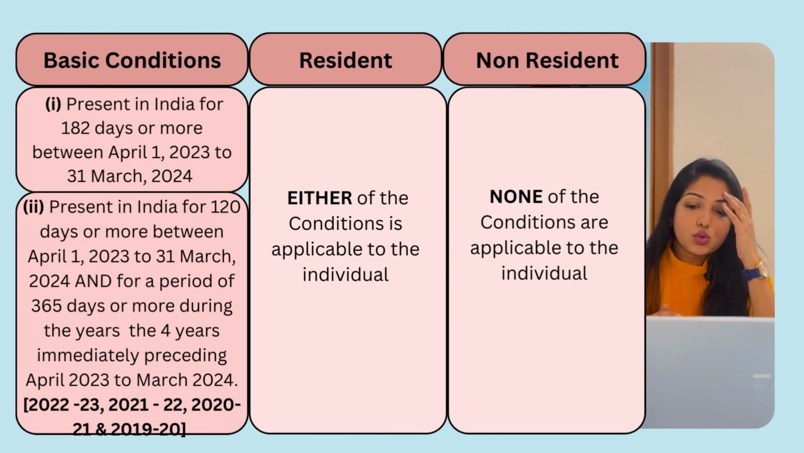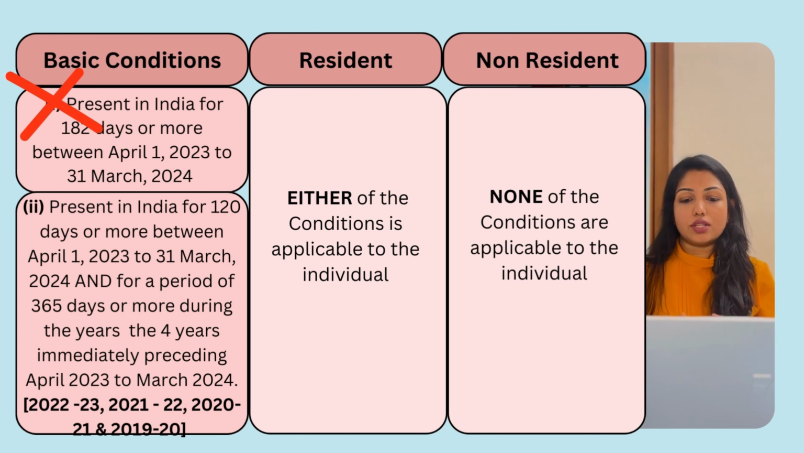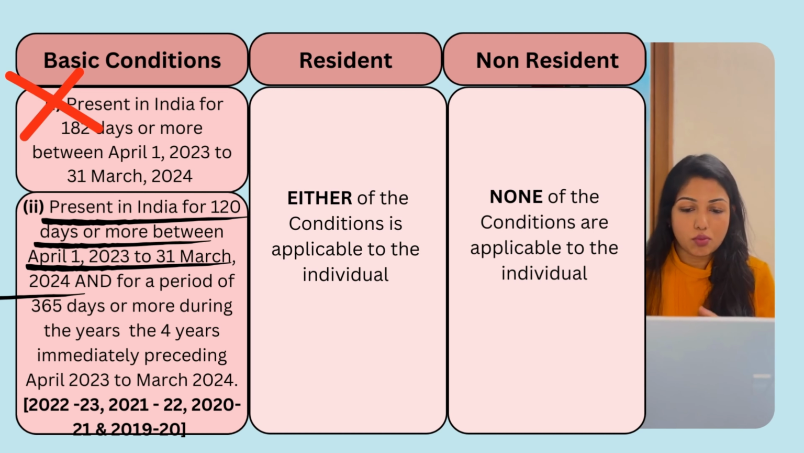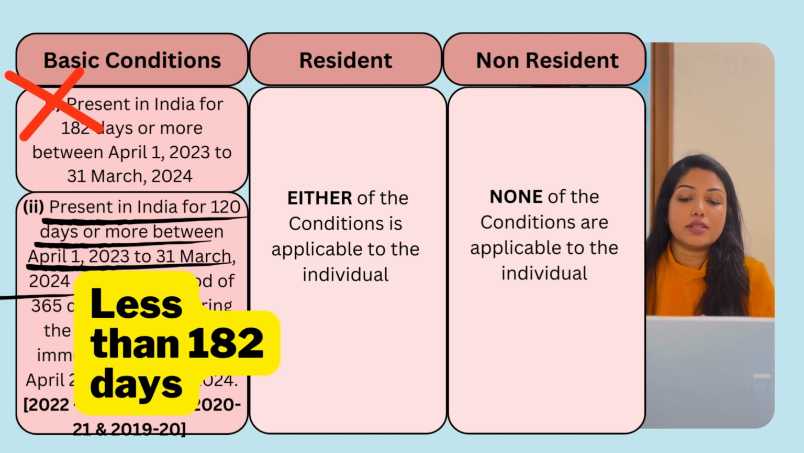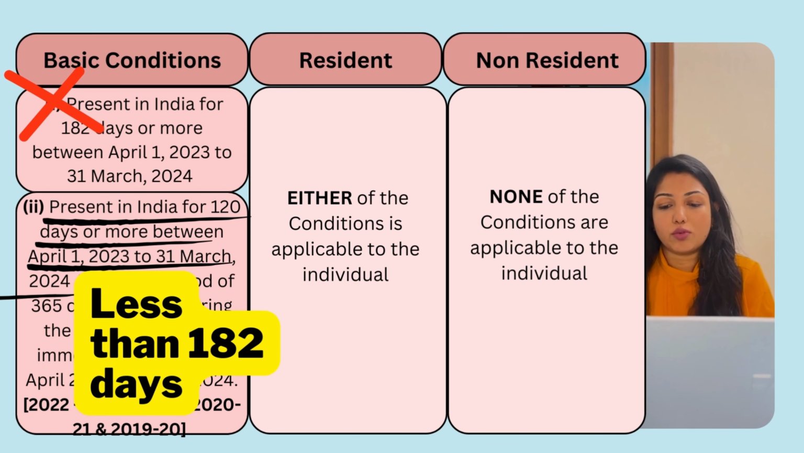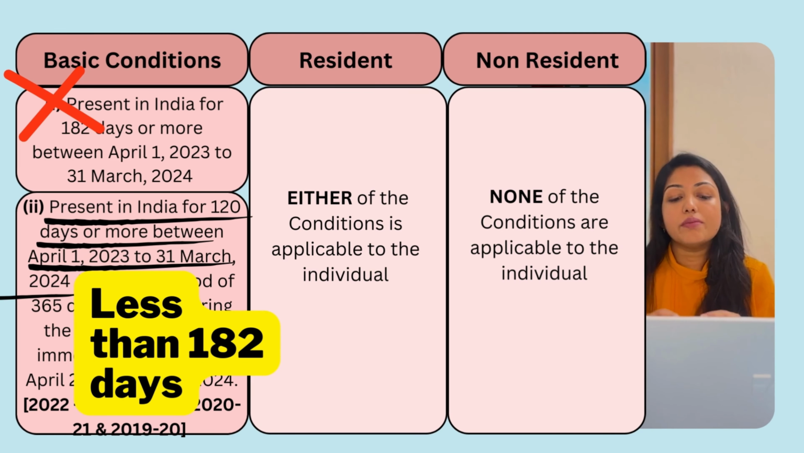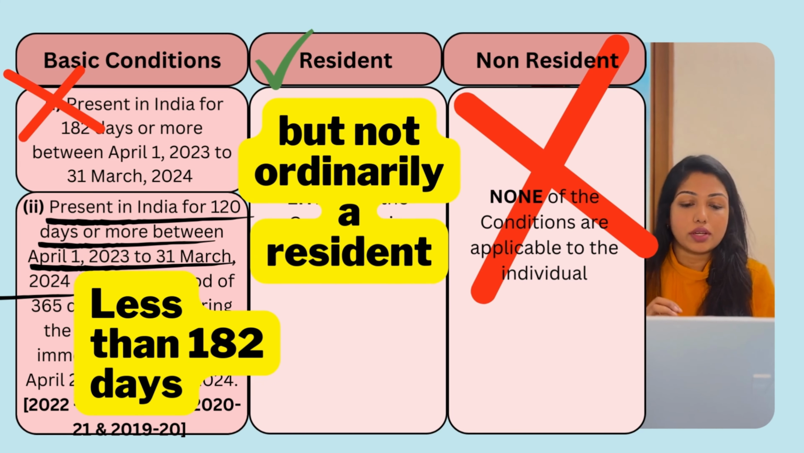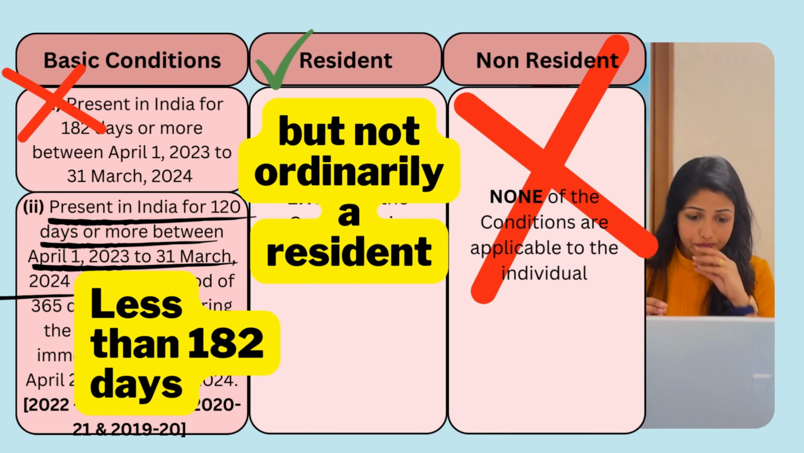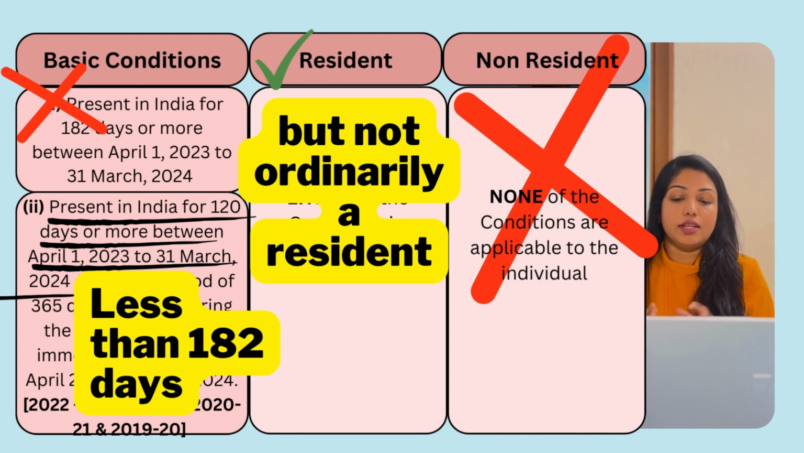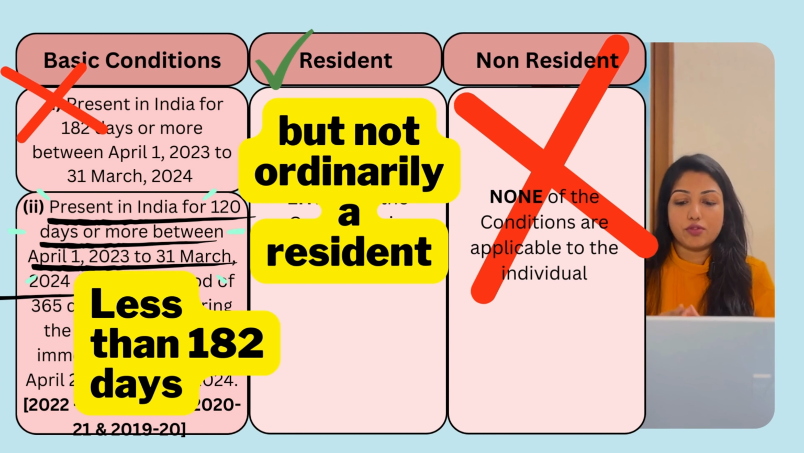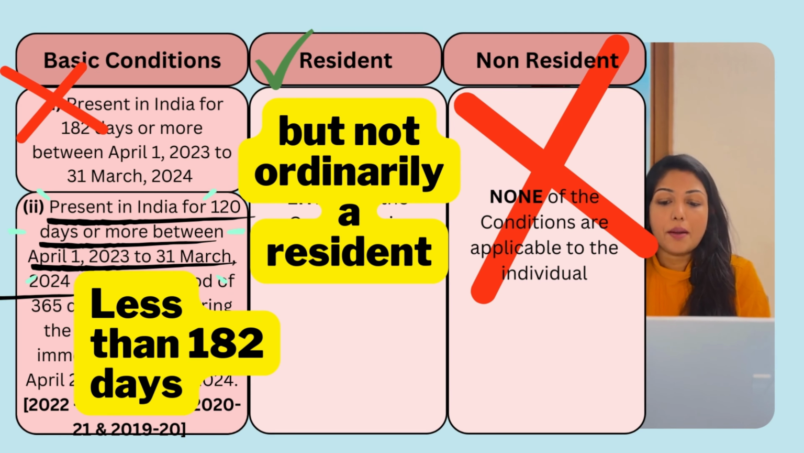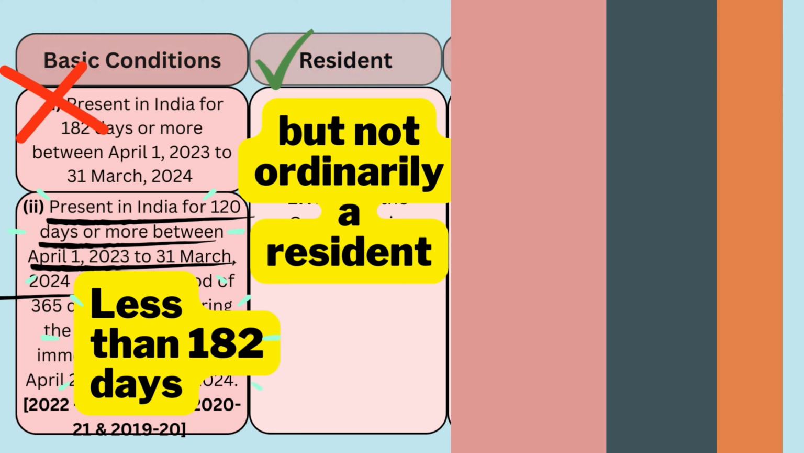But let's say you fulfill only a part of this condition where you stay for 120 days or more but less than 182 days in 2023 to 2024. In this case, you will be treated as a resident but not ordinarily a resident. So you don't have to go through the usual procedure of applying the additional conditions, if you are an individual in this category and your stay in India in 2023 to 2024 was 120 days or more but less than 182 days.